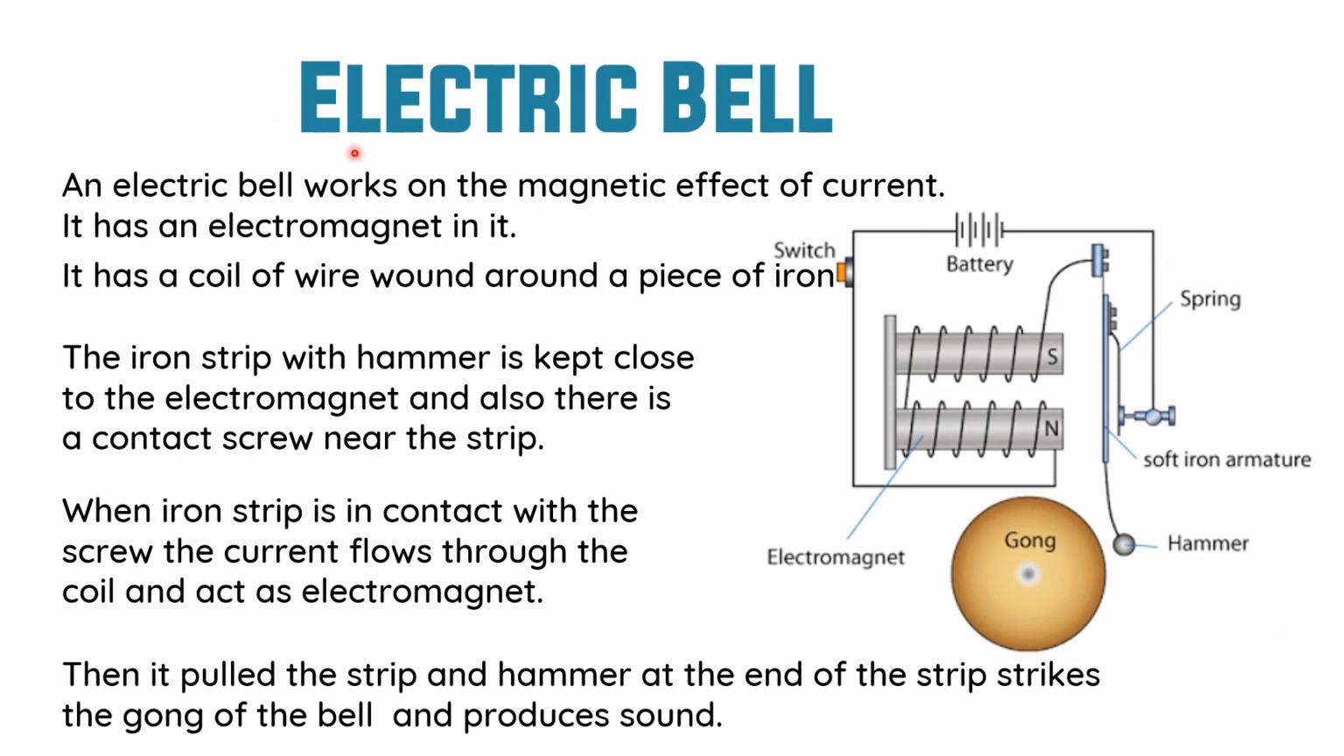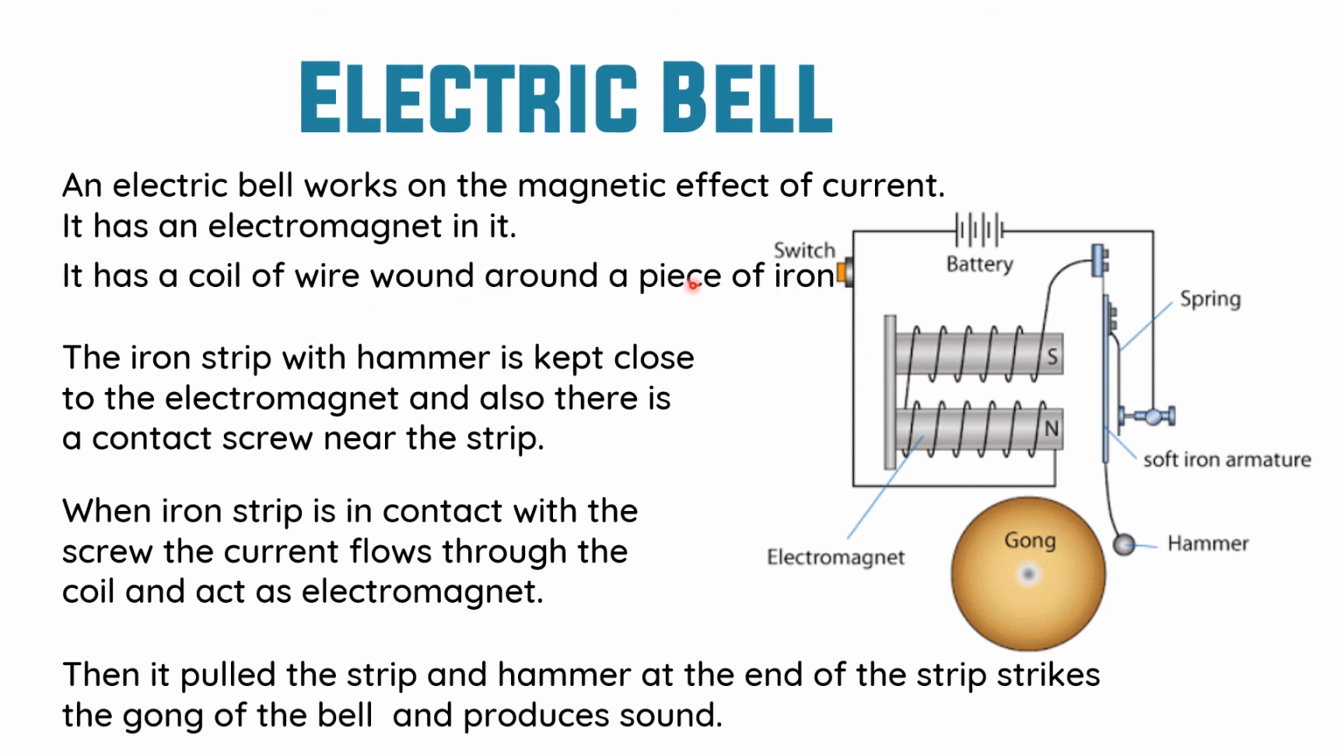And next is the last topic, electric bell. An electric bell works on the magnetic effect of current. This is another application of the magnetic effect of current. An electric bell has an electromagnet in it. Okay, we will see. It's very important. So an electric bell works on the magnetic effect of current, and it has an electromagnet in it.